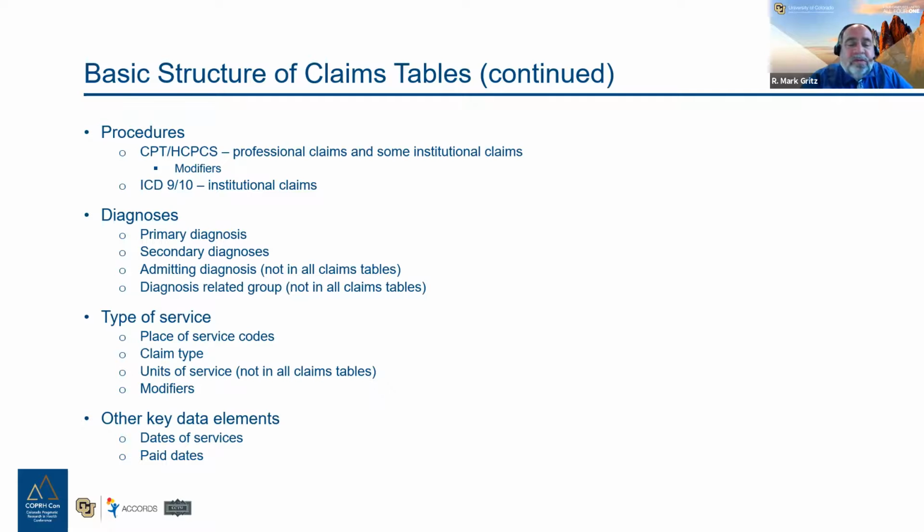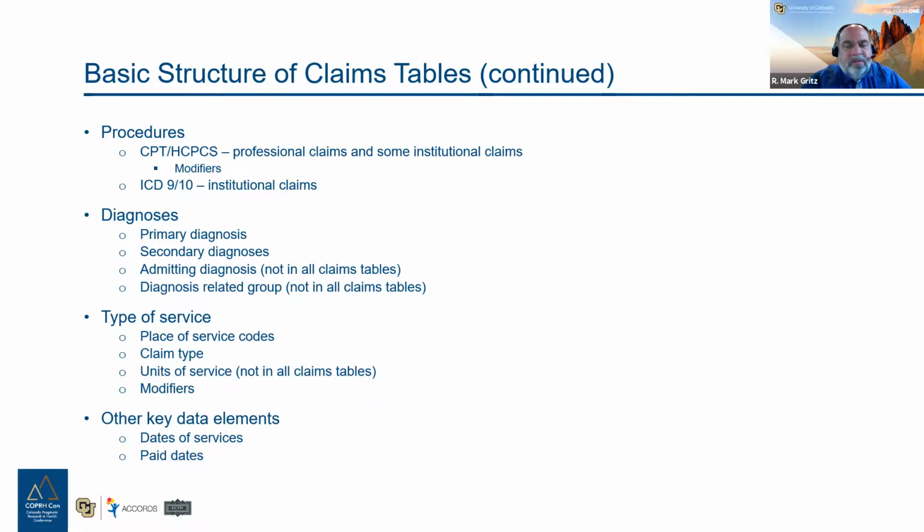There are also types of service codes, particularly of importance are place of service codes. Those will identify where a service was delivered, whether it was in a patient's residence, whether it was in a private practice clinic office, in an inpatient or outpatient hospital setting. So those place of service codes are really important if you're trying to identify where services are provided and who's providing them.